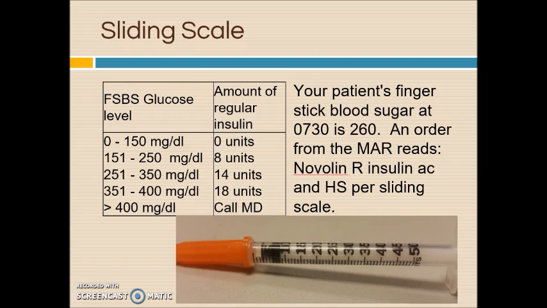Here's another one. The patient's finger stick blood sugar is at 260. And you can see that 260 is between 251 and 350. The patient would get 14 units. We want to mark off the insulin syringe, and there you have it. So that's 14 units. That would be the correct answer.